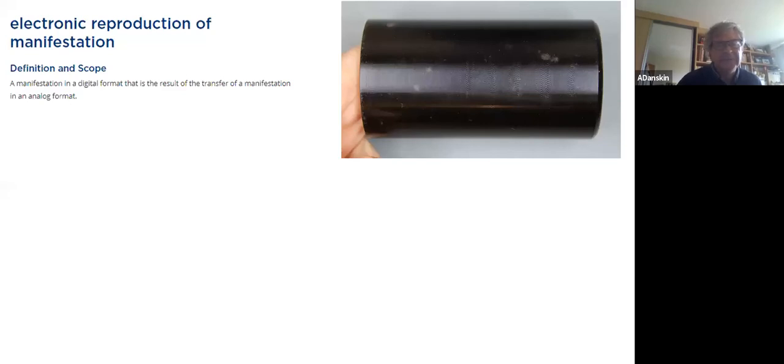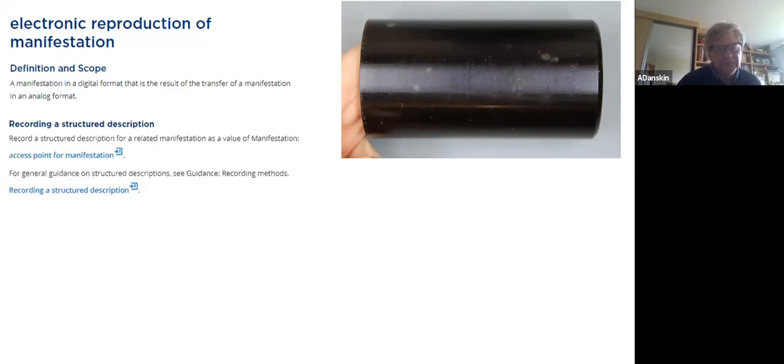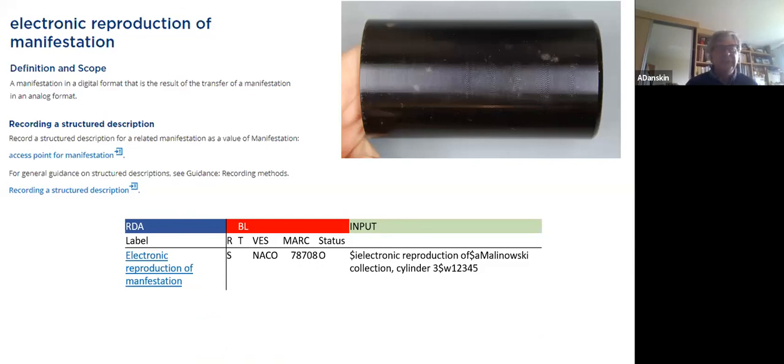And I want to relate my resource out to another resource, which is a reproduction, which is how we provide access to this, because wax cylinders are very fragile. We don't actually play them because they degrade as they're played. So here's a relationship established using a 787 field with a $i saying electronic reproduction of Malinowski collection cylinder, and the record number. No, not really the record number, but a representation of what could be a record number.